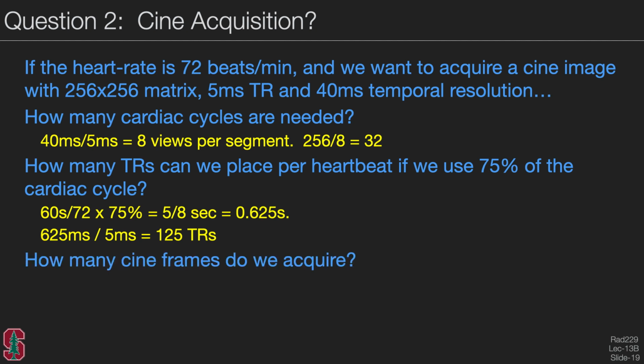So the next question is how many Cine frames do we acquire? And recall that we have 625 milliseconds here divided by a 40 millisecond temporal resolution, and that gives us 15, or basically 125 divided by 8 is 15, because essentially we use the 120 and we throw away the last 5 milliseconds.